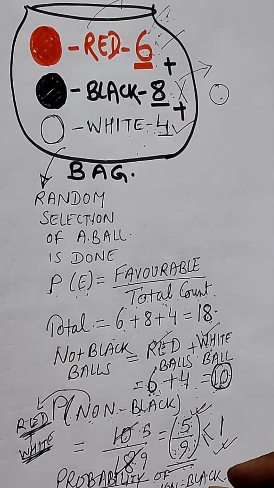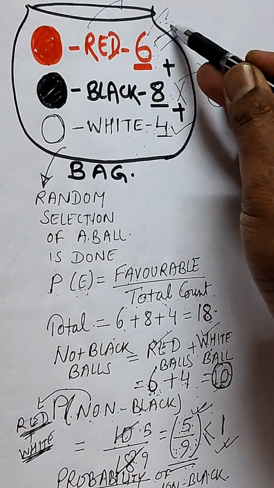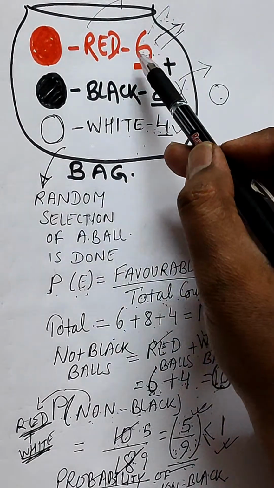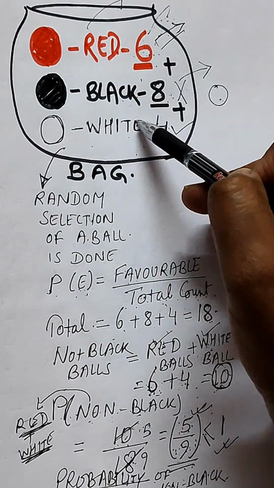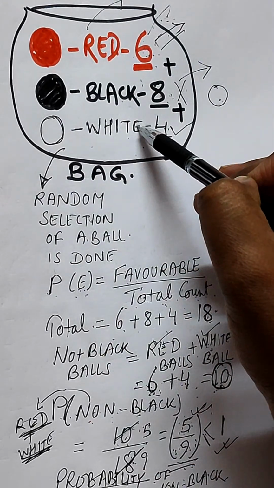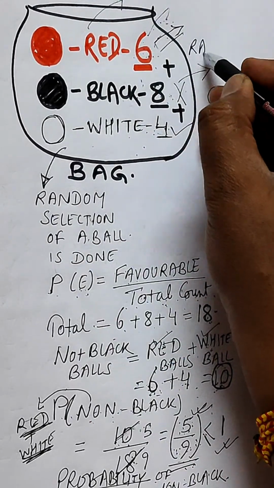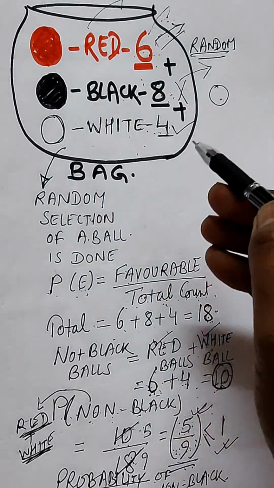You need to understand first of all what the chance is. When you are pulling a ball out of this bag randomly, that means you are not seeing whether the ball you are carrying out of this bag is of red color or black color or white color, right? Then it can be red, it can be black, it can be white, okay? Because it's a random selection. Random means any color it can be.